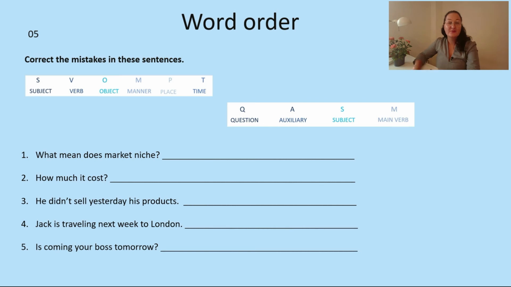Alright, let's check. The first one: "What mean does market niche?" And of course, the correct word order will be "What does market niche mean?" Number 2. "How much it cost?" The correct word order: "How much does it cost?" Number 3. "He didn't sell yesterday his products." And the correct word order is "He didn't sell his products yesterday."